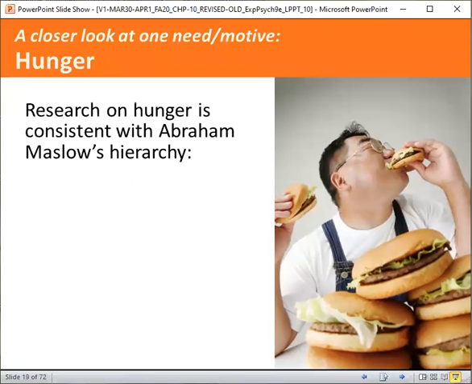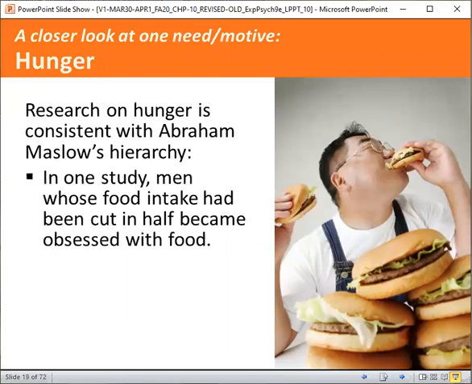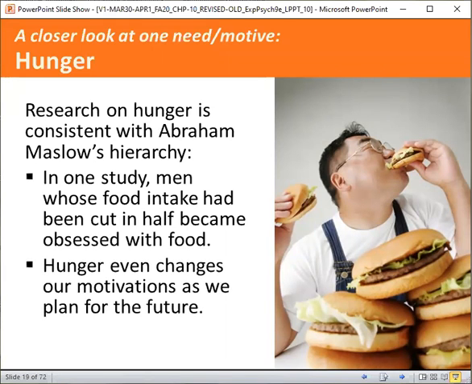So, research on hunger is consistent with Abraham Maslow's hierarchy. In one study, men whose food intake had been cut in half became obsessed with food. Hunger even changes our motivations as we plan for the future.